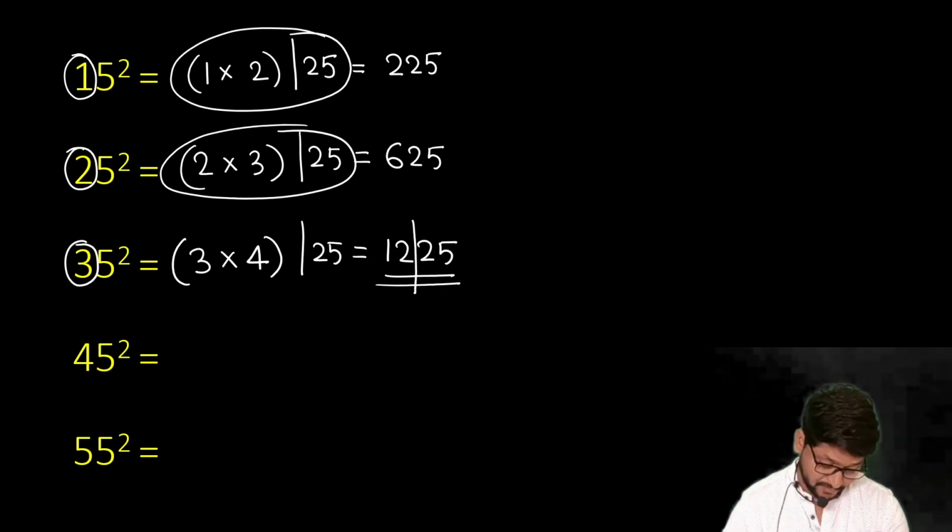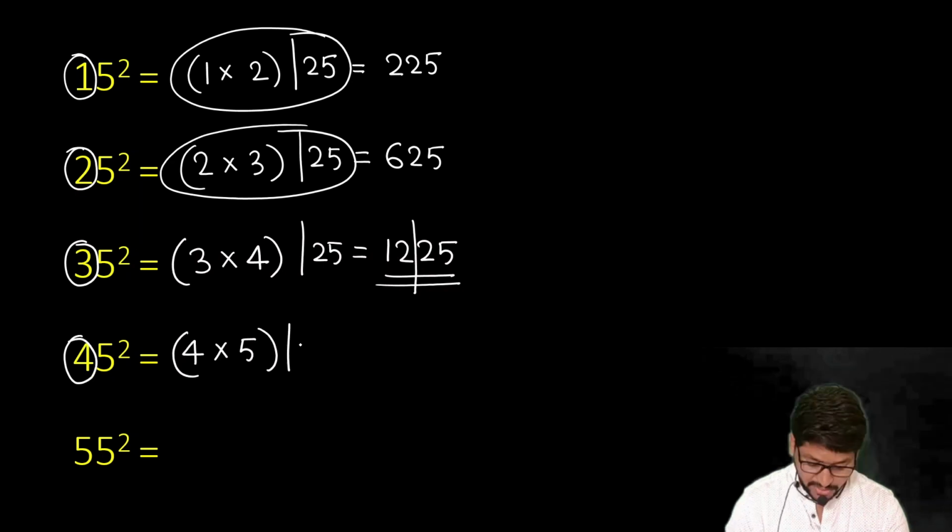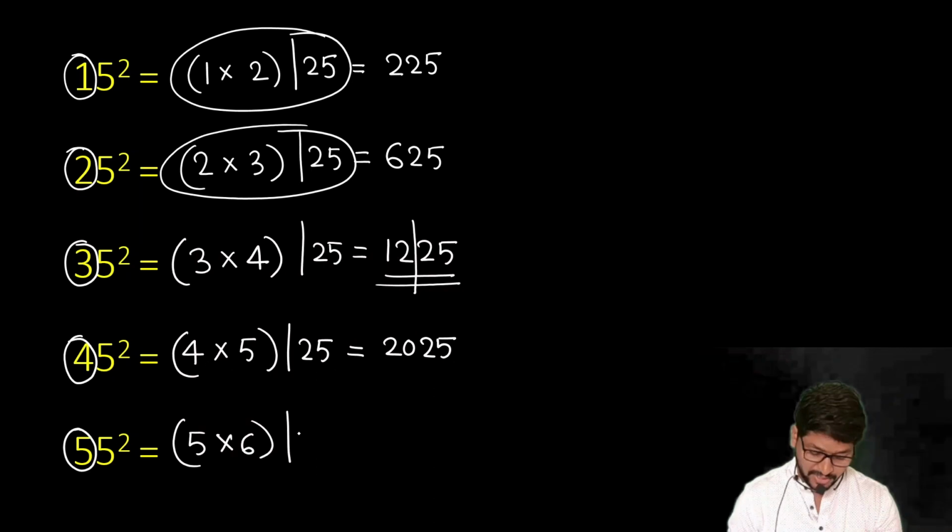Next number is 45 square. In this the part other than 5 is 4. Write its successor, that is 5. Multiply them and at the end you add just 25. So 4 5s are 20. So it is 2025. Next 55 square. Other than 5 we have 5 here. So 5's successor is 6. Multiply them and add 25 at the end. 5 6s are 30. So that is 3025.